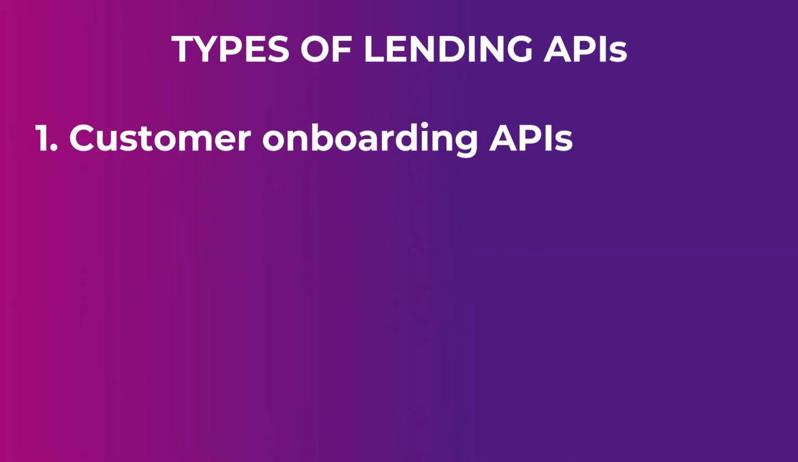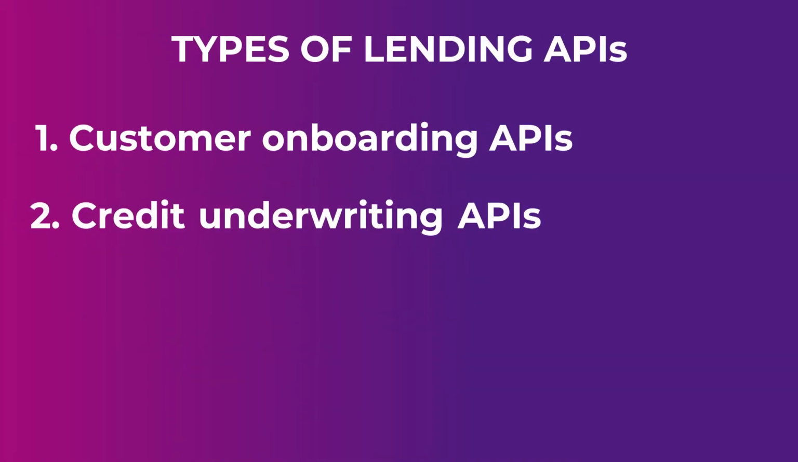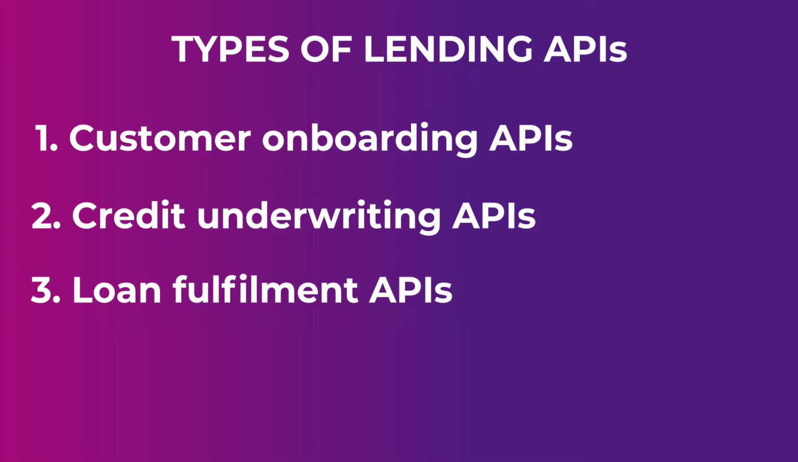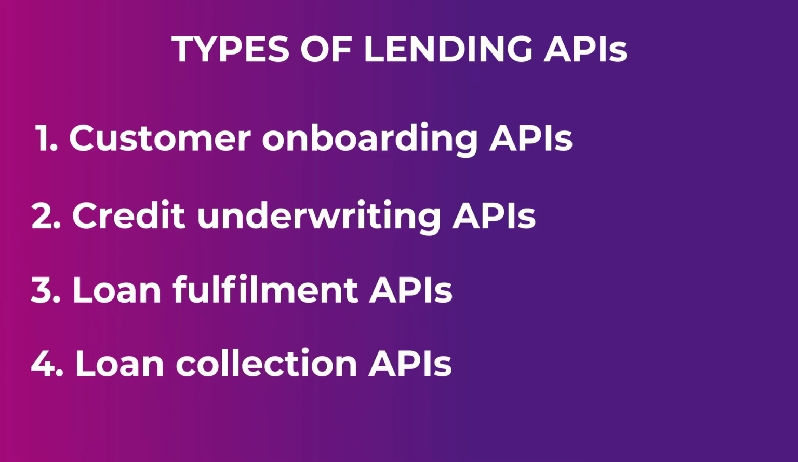Lending APIs really help a digital business run all parts of the lending value chain through APIs. Now, these APIs can be broadly classified into 4 sets. The first one is a set of customer onboarding APIs. The second one is about assessing the creditworthiness of the customer. The third one is about the loan fulfillment process. And the fourth is about collection of the loans.